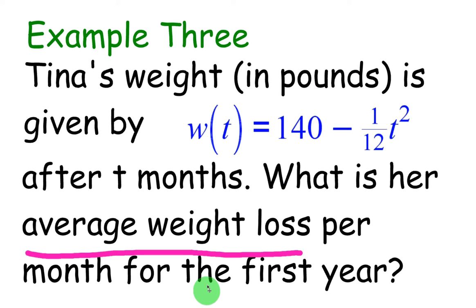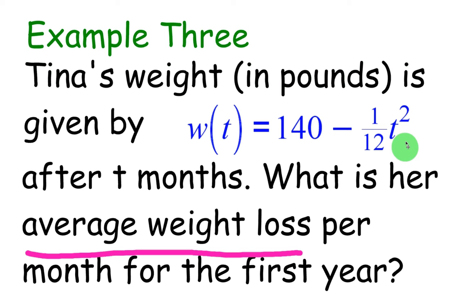Now, let's get a bit better understanding of this equation. Basically, you plug in how many months have gone by, and you will get what her weight is. So if you plug in 0, that means she weighs 140 pounds, right? Plug in 12. 12 squared is 144, divided by 12 again is 12. 140 minus 12 is 128. So after 12 months, or a year, she weighs 128 pounds.